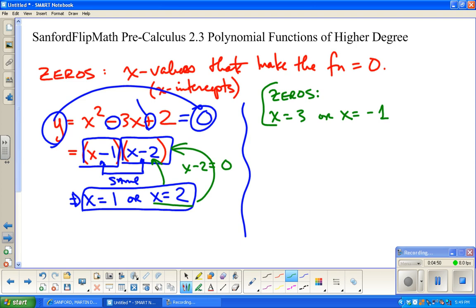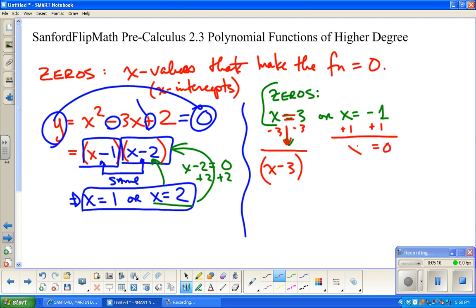Well, if that's true, then I add 2 to both sides. Well, same idea here. Excuse me. If I want this thing to end up equaling 0, I'm just going to subtract 3 from both sides, and that's one of the factors. I could add 1 to both sides, so I get equals 0, and that's the other factor.